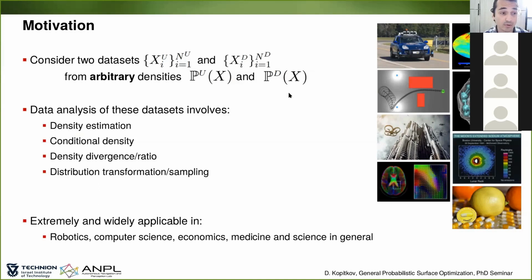Statistical analysis of these two data sets involve different problems. Various statistical problems are required to be solved, like, for example, density estimation, conditional density estimation, ratio of these densities, and many more. And it is required in many different domains, like robotics, computer science, economics, and so on. These problems are very frequently required to be solved.